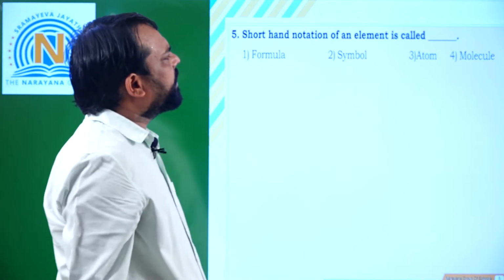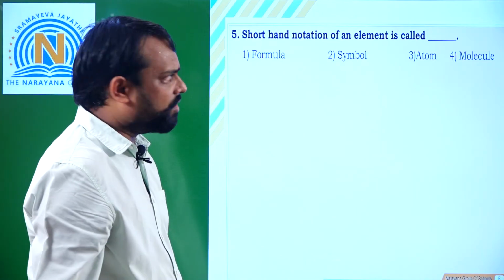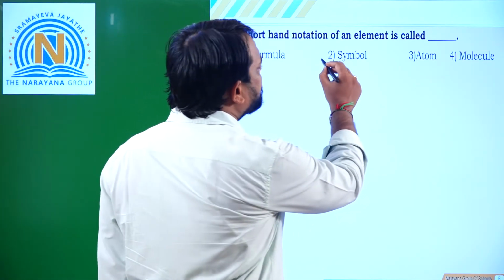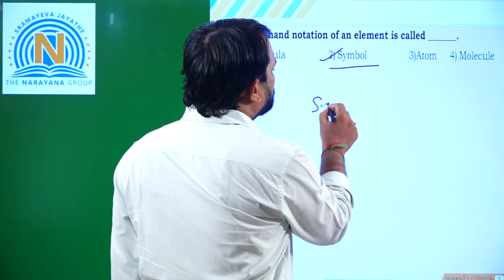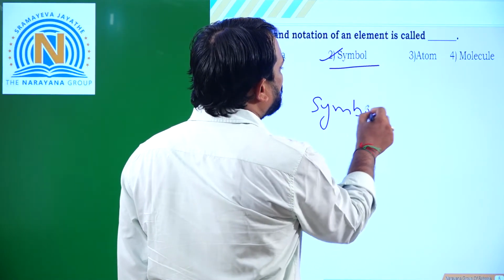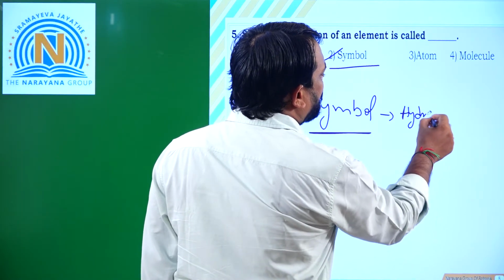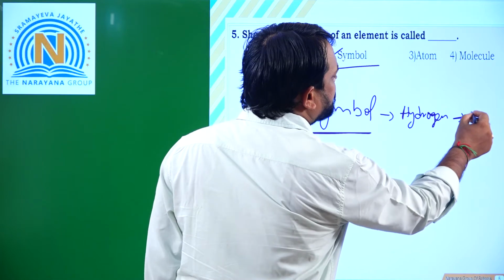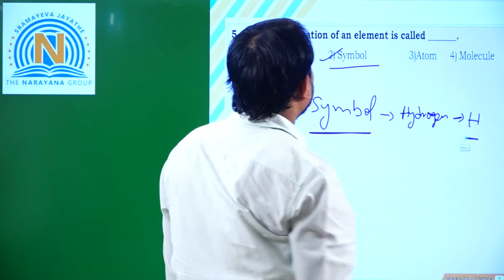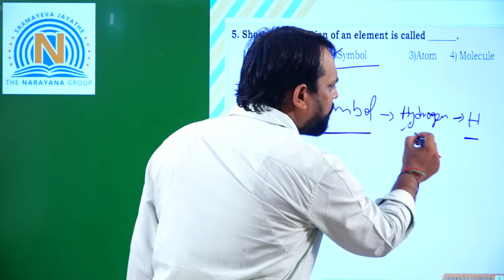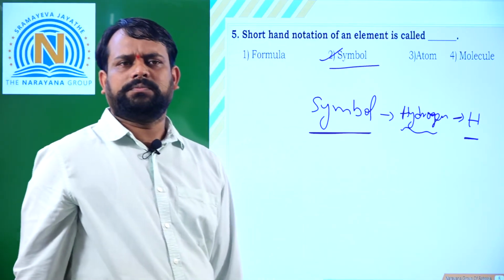Next, the shorthand notation of an element is called its symbol. Suppose, for example, if you write hydrogen, what is the symbol? H. So, the shorthand notation of an element is called symbol. Right?